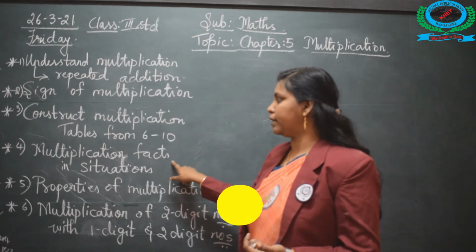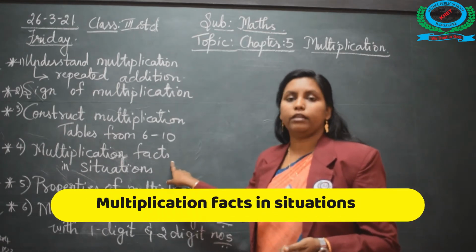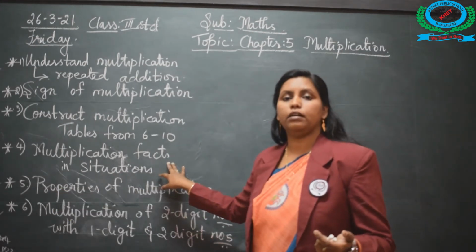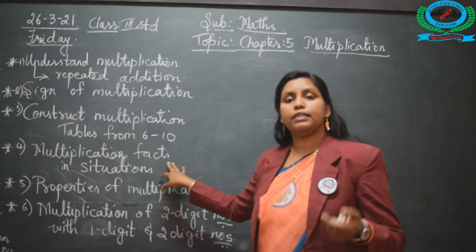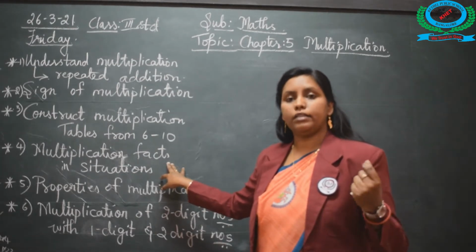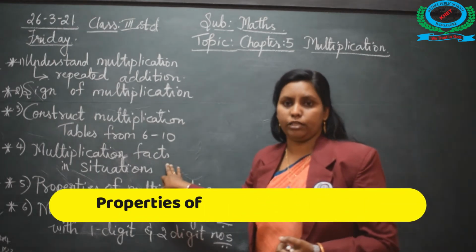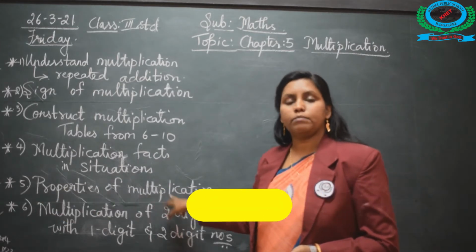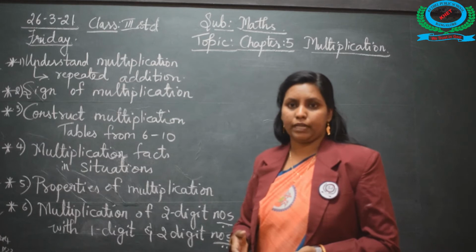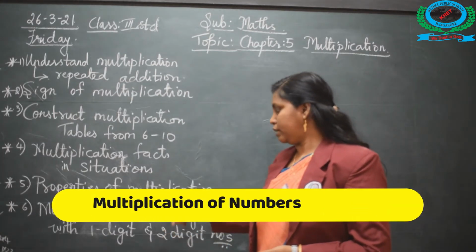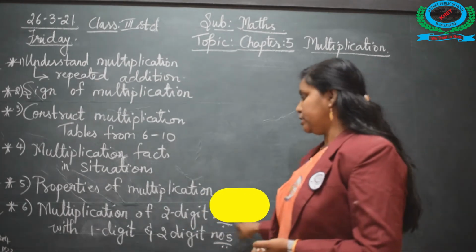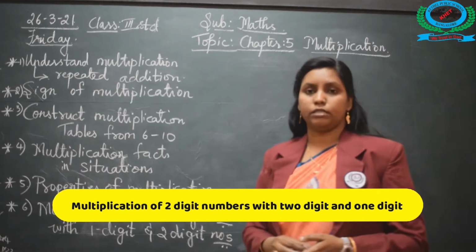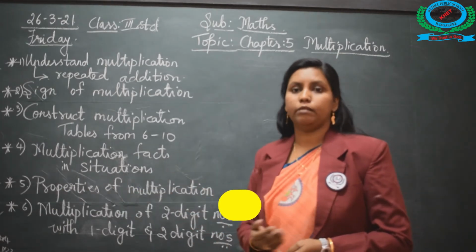And the fourth one is multiplication facts in our daily life. Okay, how situations evolve taking multiplication as the fact. Okay, how we can see a problem, like whether it is addition, subtraction or multiplication. Okay, so the next unit is properties of multiplication. What all comes under multiplication, what are the rules in multiplication, that we will learn. And the next subunit is multiplication of 2-digit numbers with 1 digit and 2 digit. Okay, so the multiplication of numbers. So each one by one we'll study it briefly now.